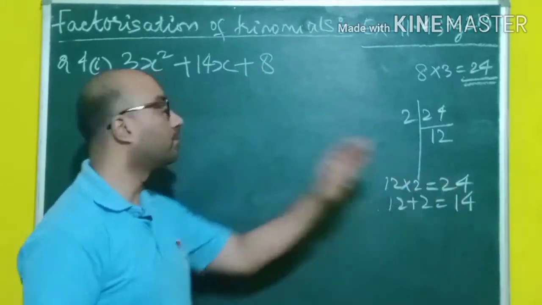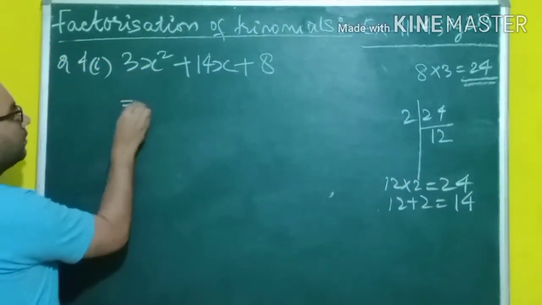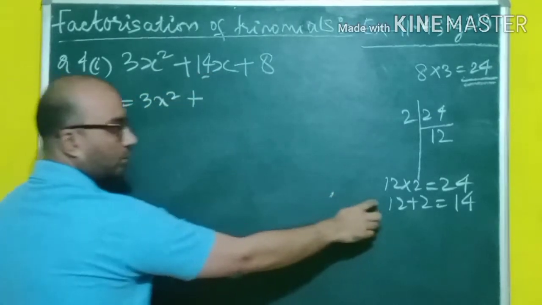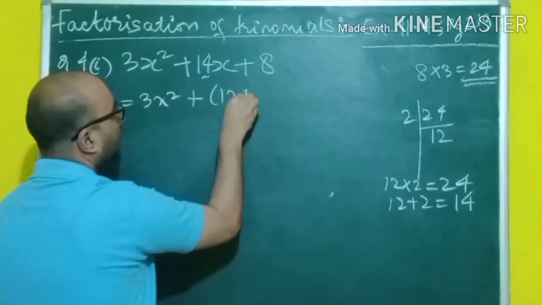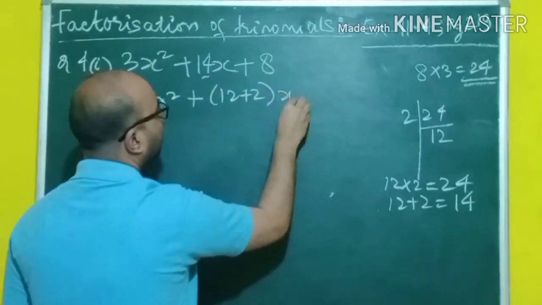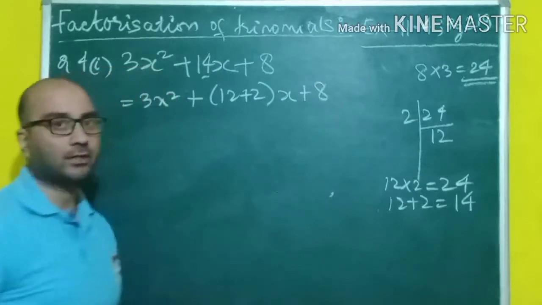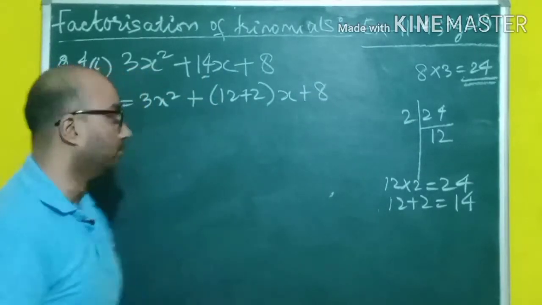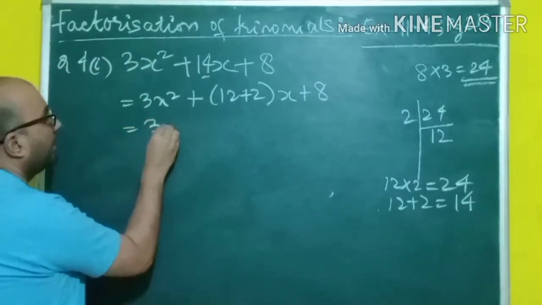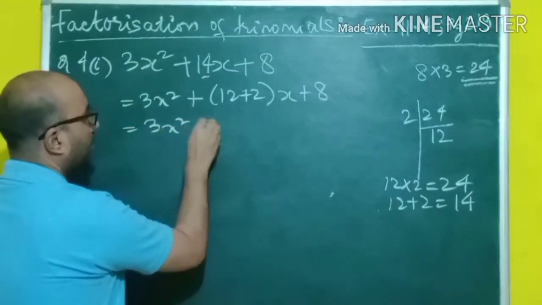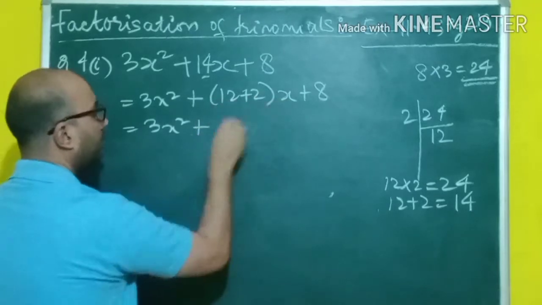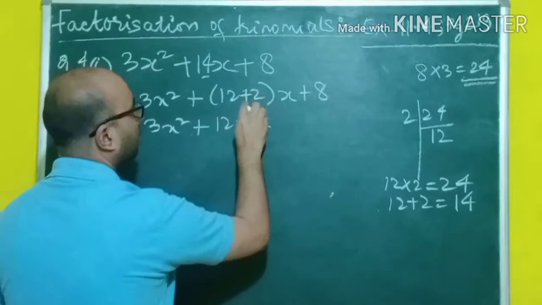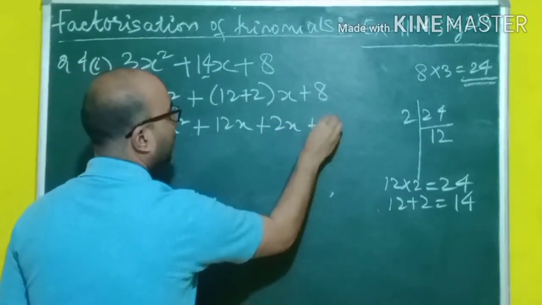Okay, now let us incorporate this in a sum. So this is equal to 3x square plus, so instead of the 14, what do we need to write? We need to write 12 plus 2 and then the x and then the plus 8. Okay, so instead of the 14, what we have written? We have written 12 plus 2. Okay, now let us open the bracket. So 3x square plus into plus will give us plus, 12 into x will give us 12x, plus into plus will give us plus, and 2 into x will give us 2x plus 8.